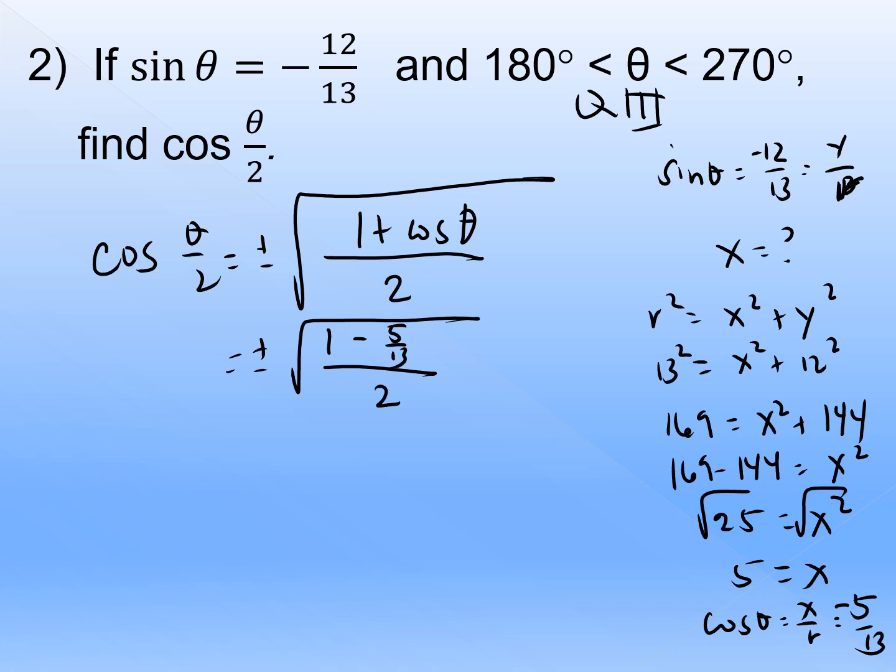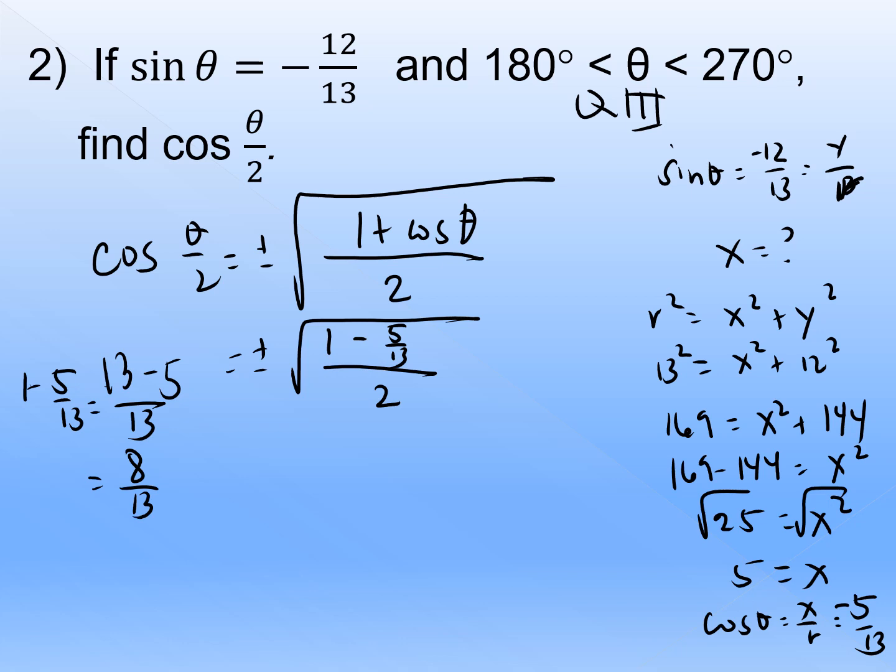So let's simplify 1 minus 5 over 13 all over 2. So 1 minus 5 over 13 is equal to, we have LCD 13. 13 divided by 1 is equal to 13 times 1 is 13. So we're going to have 13 minus 13 divided by 13 is 1 times 5 is 5. So 13 minus 5 is equal to 8. So we have 8 over 13.